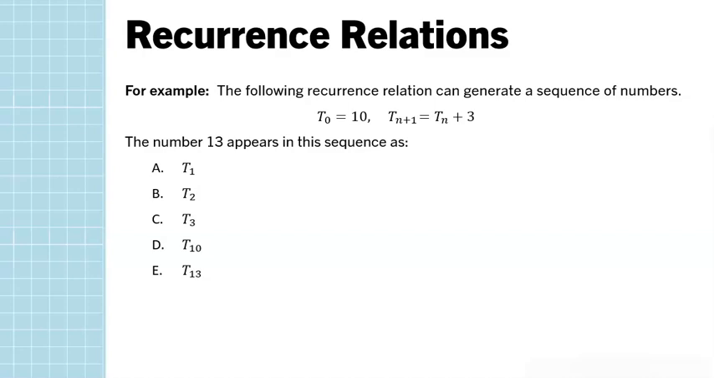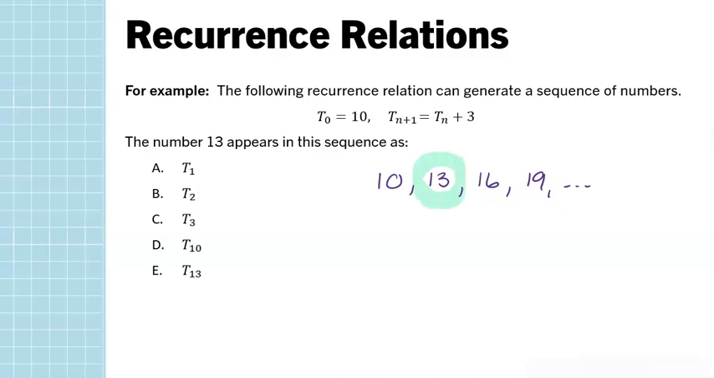So the number 13 appears in this sequence, and it's asking you which position it will occur in. If we were to write out that sequence, we have 10, the next term plus 3, so 13, the next term 16, 19, and so on. And we can see here, we've already found the number 13. That is the second value that we've seen.